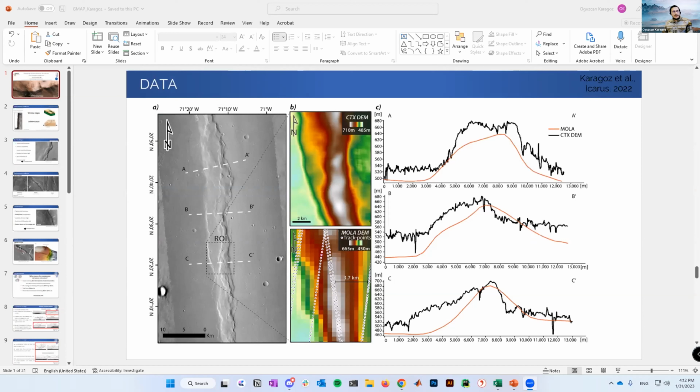I plotted that over here to show you the differences between the CTX DTM and the MOLA DEM. On the first day, Ricardo mentioned that we have the MOLA tracks, like the laser altimeter, and the points. If you want to get information from the ridge crest line, for example over here, there is just a gap and it's just simple interpolation.